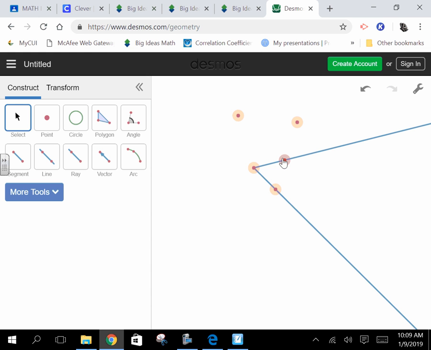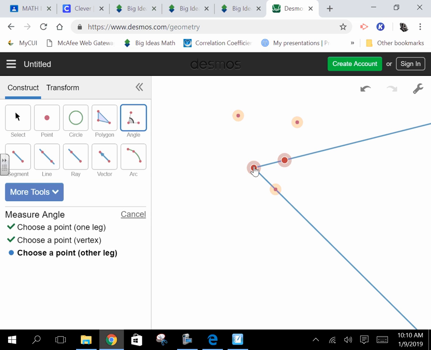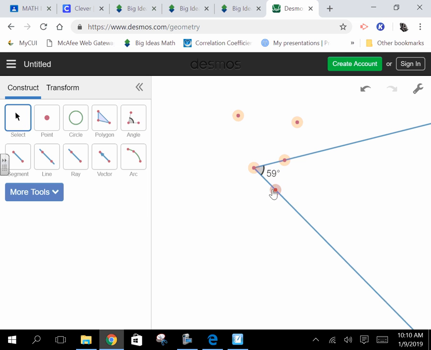Does anybody remember from a prior math class? How do you measure the inside of an angle? Do you measure it in feet? Miles? Watch this. What are those called? Look at that. Look at the number. What are those called? The little bubble. They're called degrees.